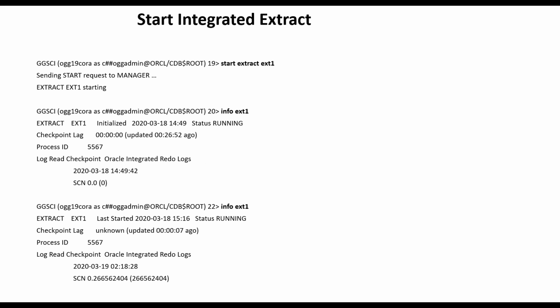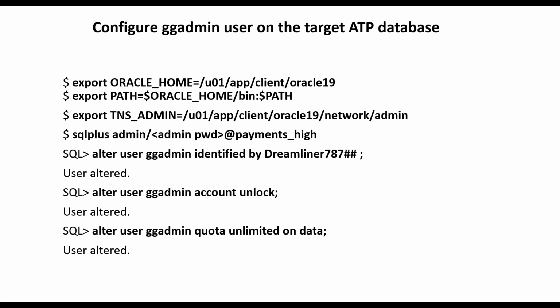So now I start the integrated extract, and you can see out here the extract is running, and it should be capturing changes from the source database, which is PDB1. So if you notice here, the connection is as a common user, c#OGGadmin to the root. So now that my source has been configured, my extract is happily capturing the changes.